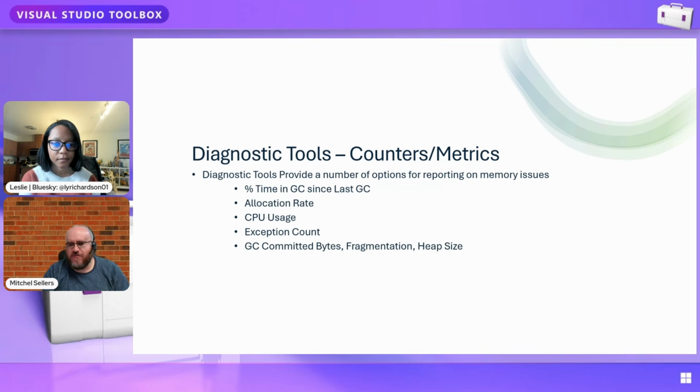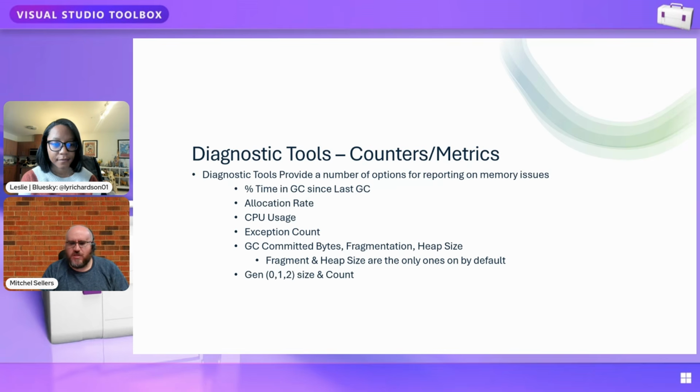We also have various garbage collection information: the number of committed bytes, the fragmentation, the size of the heap. What exactly are our overall footprints? And a lot of times with most Visual Studio configurations, fragmentation and heap size are the only ones that are turned on by default. So we want to make sure that we're looking at some of those things to really get an idea of what your memory footprint looks like.